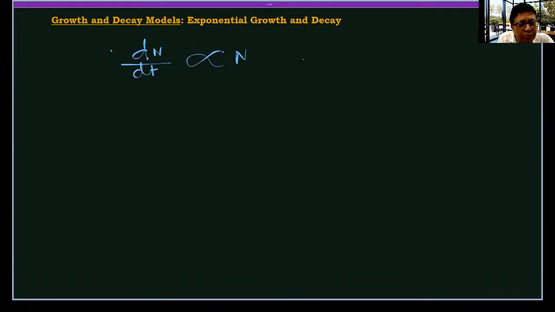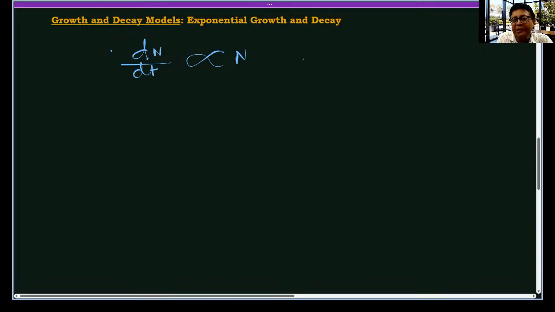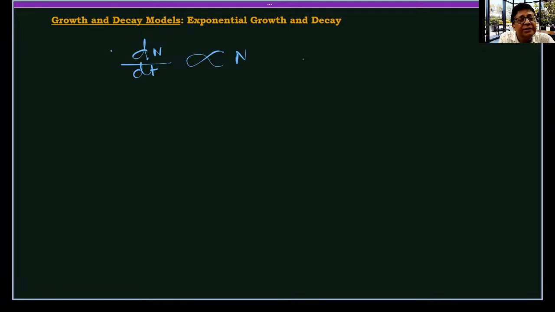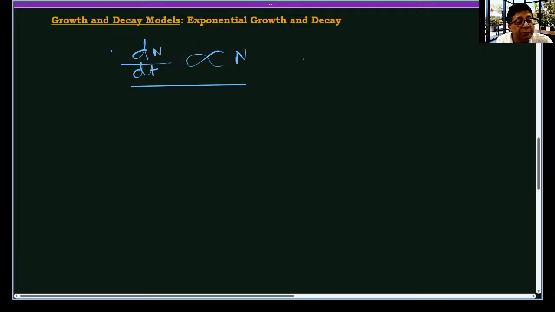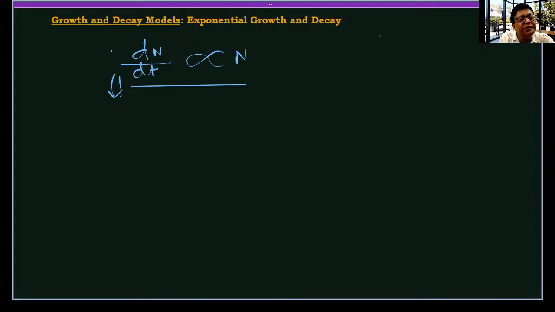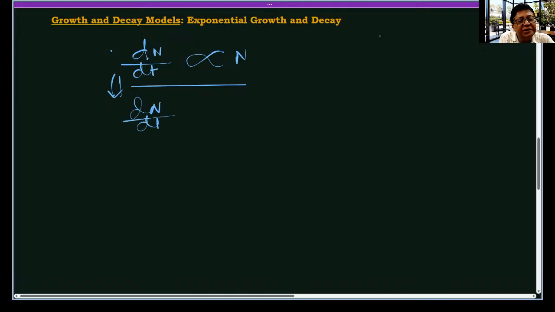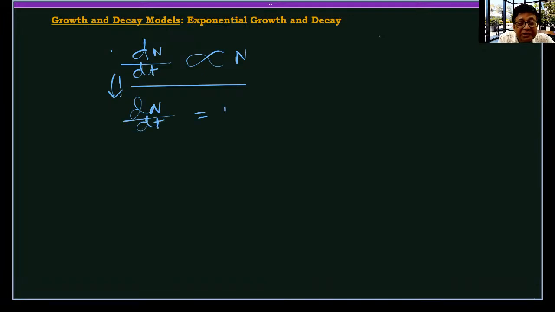This n normally stands for number. It may be the number of bacteria, a radioactive substance, the number of molecules present initially, maybe the amount of money also. So here we frame the problem in daily life this manner, dn by dt proportional to n. But with proportionality we cannot move. We have to convert this into an equality.